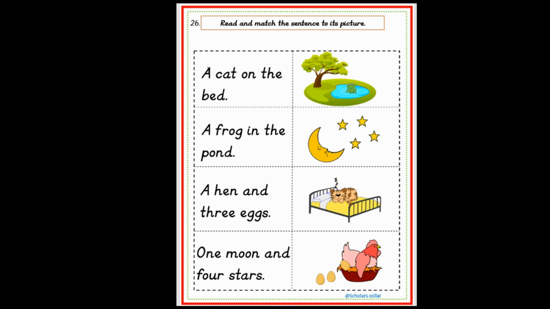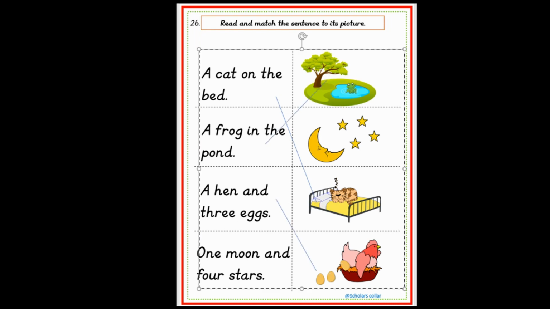So remember that they have tricky words that they have to learn. C, A, T, cat. The is a tricky word. B, E, D, bed. So all they're going to do is just do matching and mark a frog in the pond, a hen and 3 eggs.